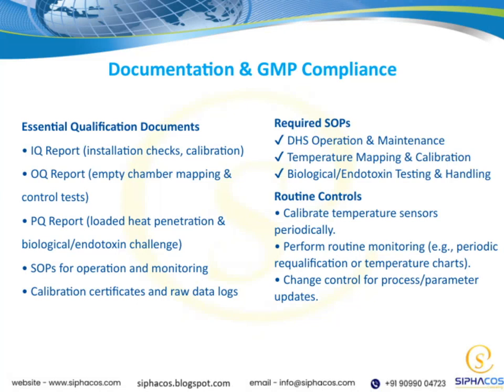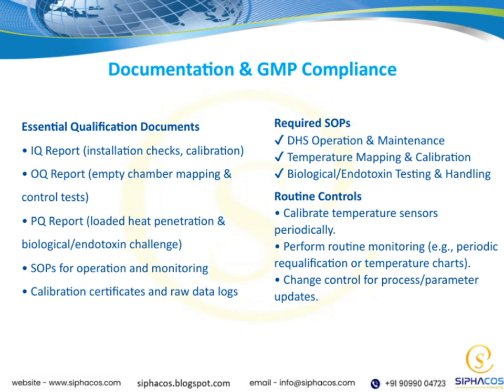Let's take a closer look at the essential SOPs we need to have in place. First, the DHS operation and maintenance procedures are critical to ensure our equipment runs smoothly and reliably. Next, temperature mapping and calibration is vital for maintaining consistent conditions, which directly impacts product quality. Biological and endotoxin testing and handling are also key to ensuring safety and compliance with regulatory standards.